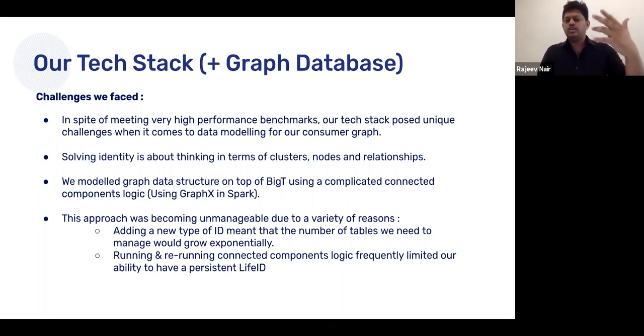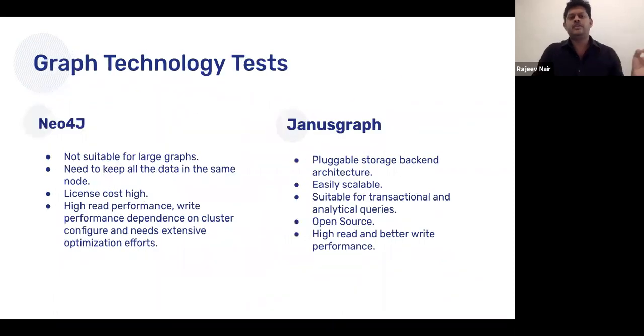And most importantly, going back to one of our first principles, Life ID has to be persistent. Rerunning the connected components logic multiple times meant that we had to discard a lot of Life IDs and replace them with new ones. There were a lot of logical challenges in this way of deploying a graph database on top of a non-graph data structure. That's when we started exploring graph databases specifically, so as to onboard our consumer graph to them.